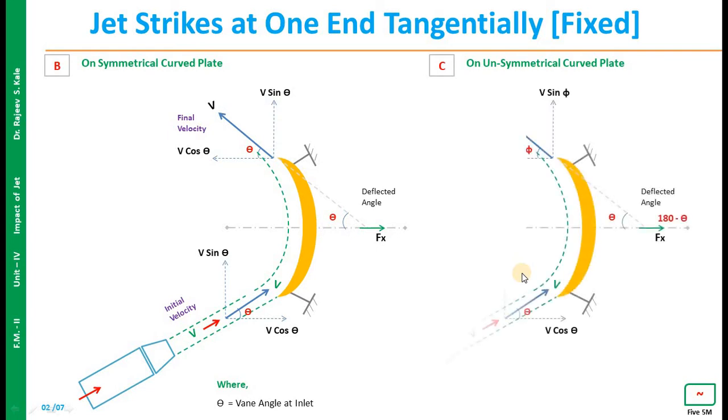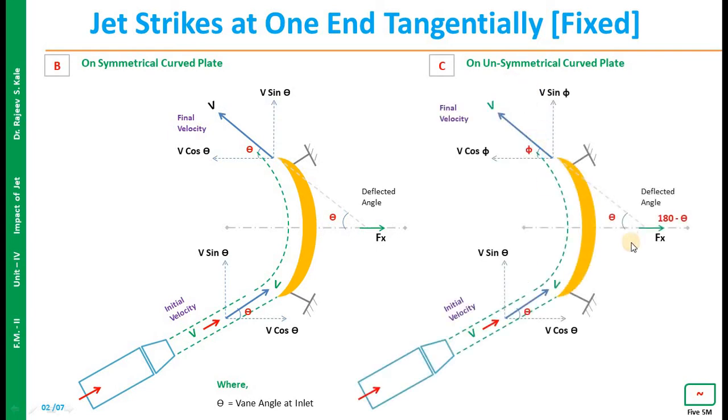Similarly, the plate may be unsymmetrical. So this is the unsymmetrical curved plate. The jet strikes at one end tangentially. So this is the inclination theta at the inlet. As the plate is unsymmetrical, it will exit with a different inclination, that is phi. If the plate is symmetrical, the vane angle is the same at inlet and outlet. If the plate is unsymmetrical, in that case the inlet and outlet angles may be different.